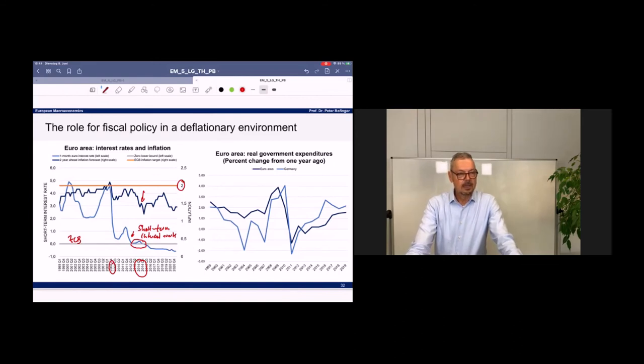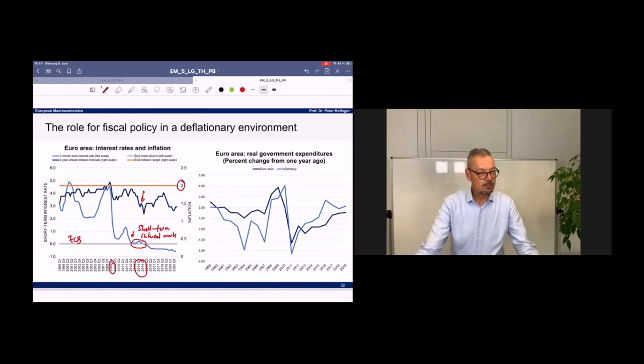And so in this situation, a responsibility of the governments for price stability would have been quite helpful. Because we could see, well, the ECB has reached its traditional limits. And so what we would need is fiscal policy to step in and to help to get out of this kind of deflation environment where the central bank can no longer actively stimulate the economy.